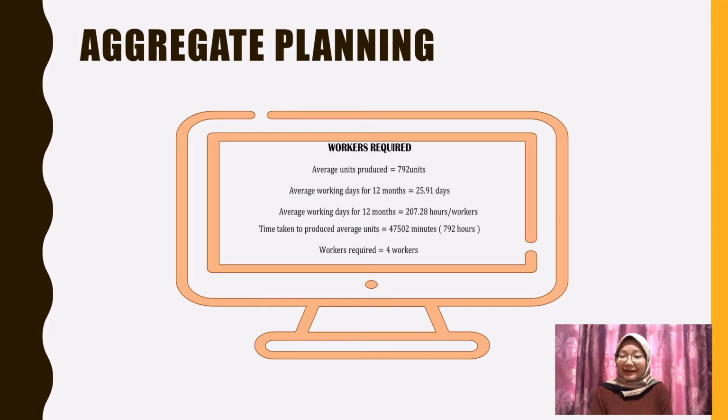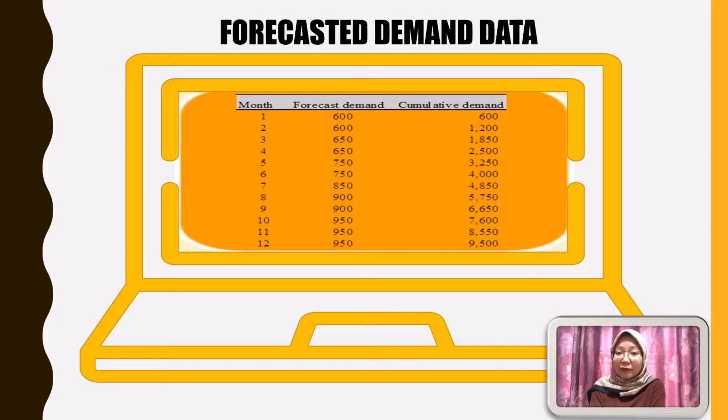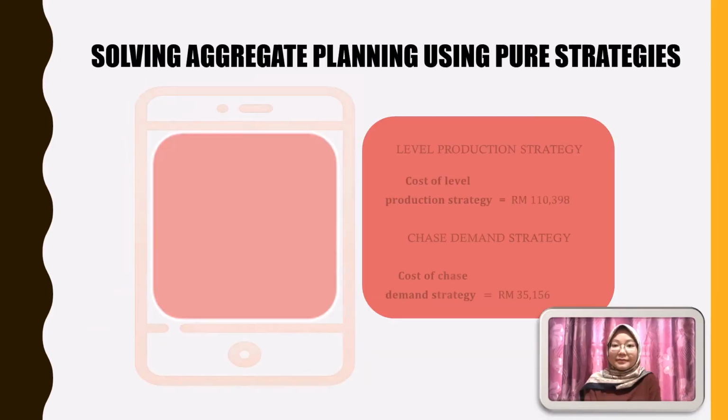Let's move to aggregate planning. To get the workers required, you should calculate the average units produced, the average working days for 12 months, and the time taken to produce an average unit. In our product, we require 4 workers. This data shows our forecast demand from the first month until the 12th month. We got 9,500. Every month, the demand is either constant or increasing. This is a good trend for us.